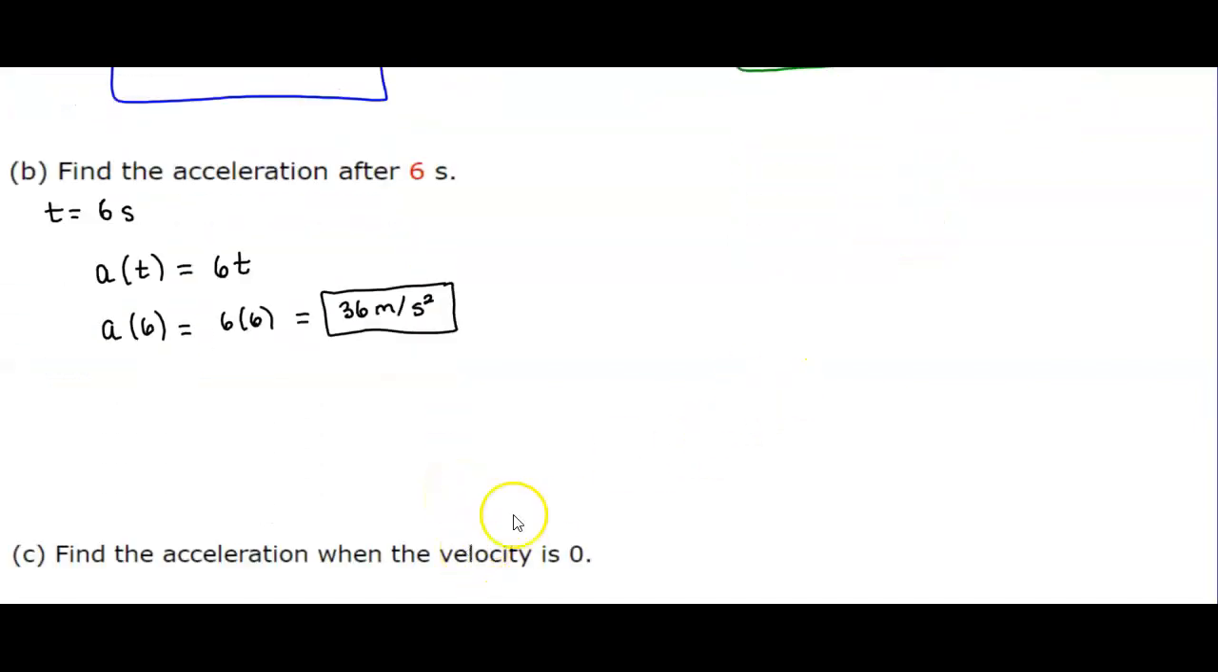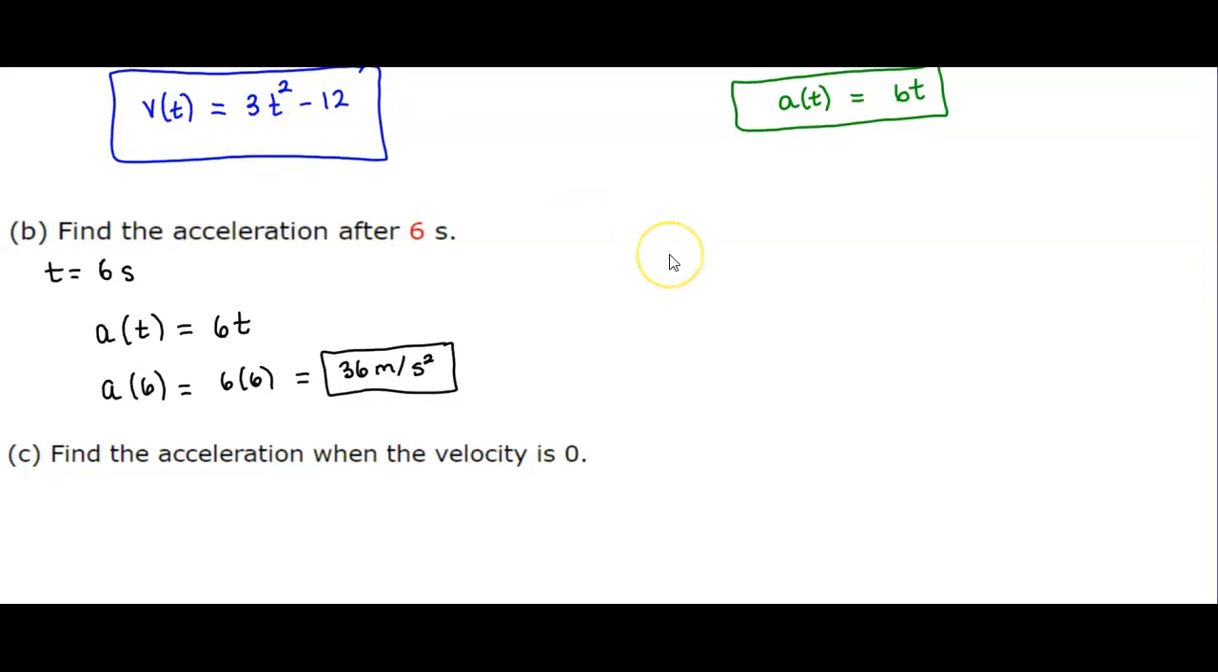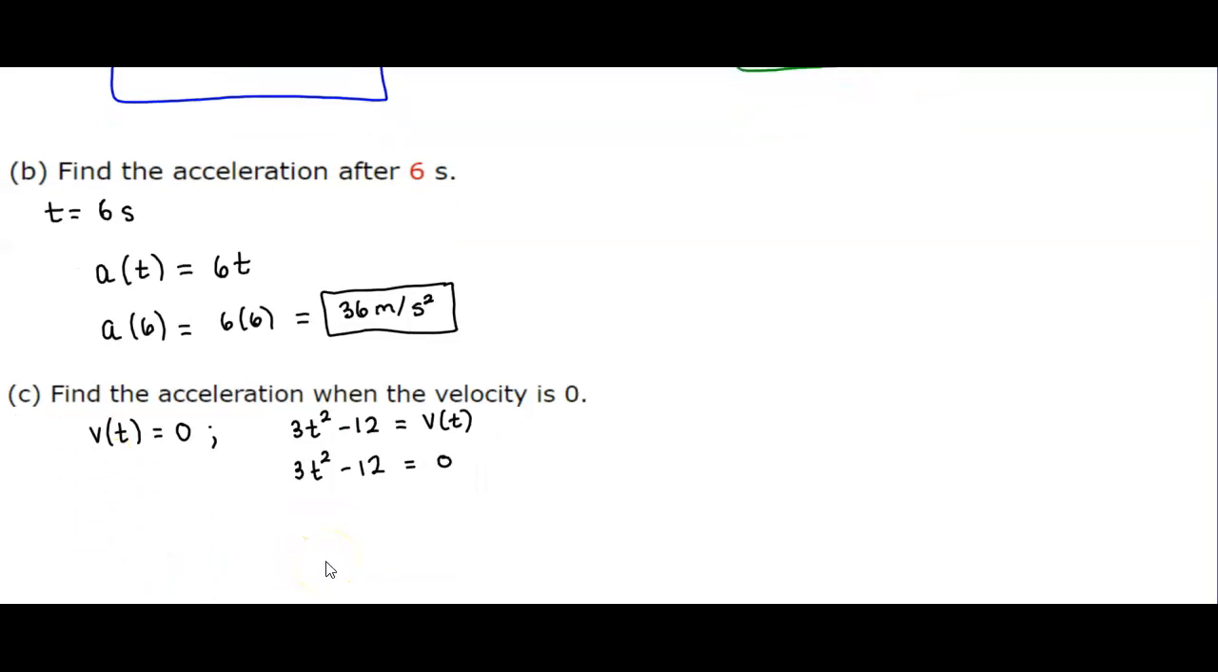Okay, the next question says: find the acceleration when the velocity is 0. So we want to use the velocity function. That tells us that v of t is going to equal 0. So if we have the function 3t squared minus 12, equal to v of t, we're going to set that equal to 0 because we want to make the velocity equal 0. So 3t squared minus 12 equals 0. Now we're going to solve for t.